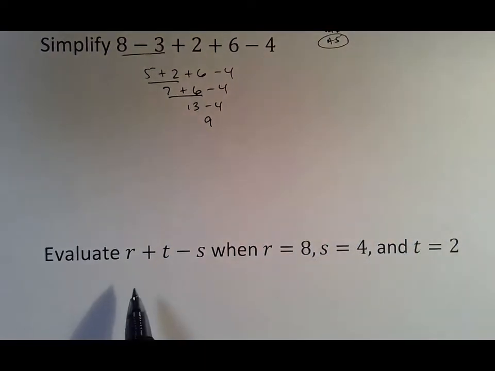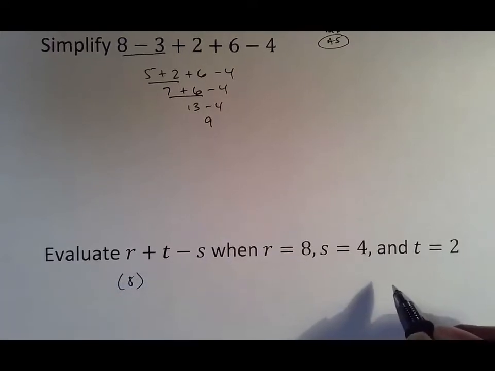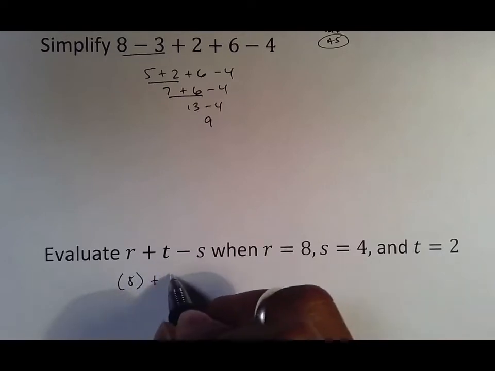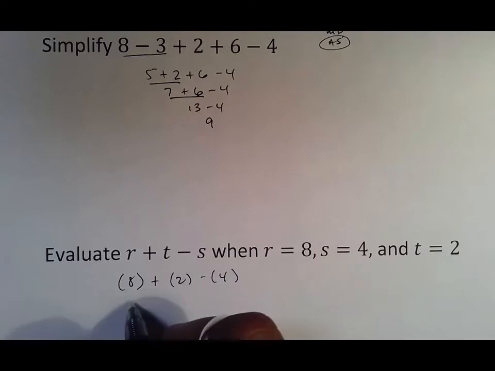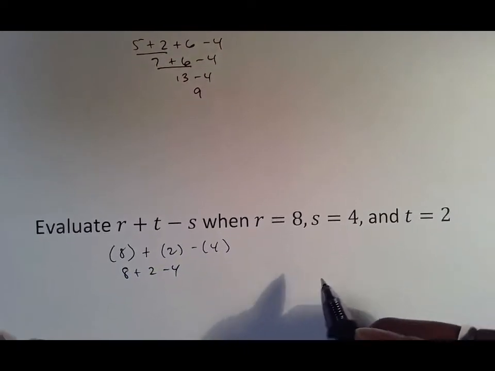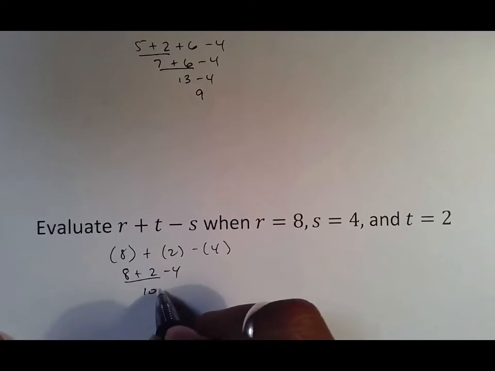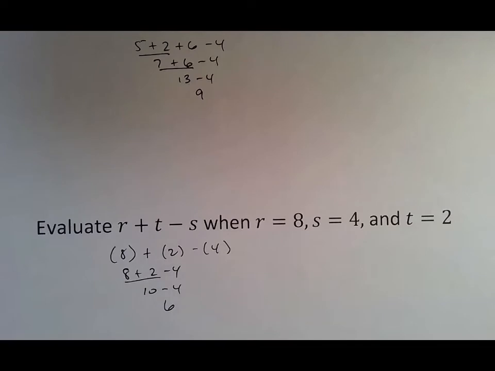Also, we dealt with variables and making sure that we didn't mess up the order of it, which was making sure we read it as R is equal to 8. Don't forget to use parentheses. Plus T is equal to 2. Minus S is equal to 4. To be safe, you could rewrite it if you want to, because nothing's going on with those parentheses. And all of a sudden, it's just as simple as it was before, where we do the front operation first and then work from there.